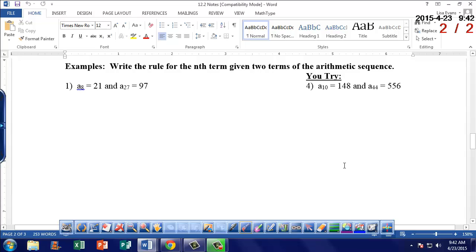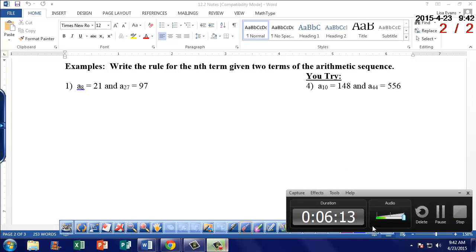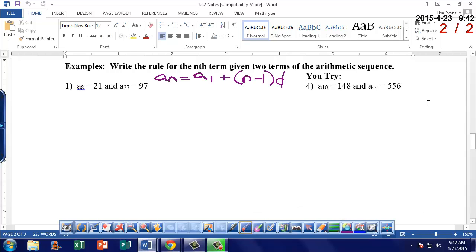Okay, this last type of problem when we're writing our rule for an arithmetic sequence is the trickiest. The reason it's our trickiest is because we're missing our a sub 1 and our d. So what does that mean? We're missing two variables. So in order to find our two variables, we're going to have to solve a system of equations. Now the good thing is this system is very easy to solve. So let's get started with plugging in.